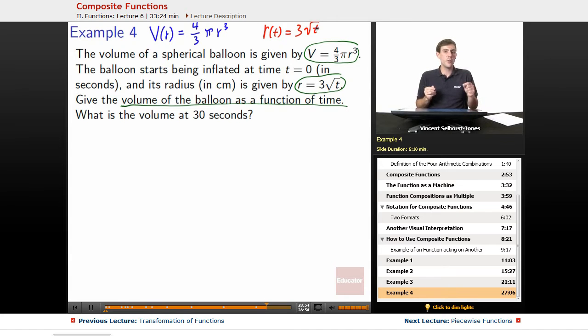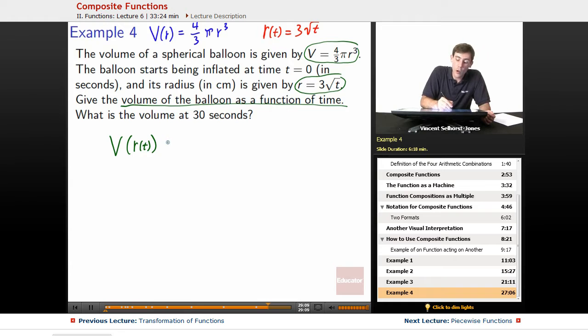So the volume of the balloon is a function of time. Well, volume of the balloon doesn't have time inside of it. But we do know that volume has radius inside of it, and radius has time inside of it. So we can just put these together. We can compose them. And volume of radius of time will be equal to a function based off of time that will give the volume of the balloon. So let's see what that is. Volume of 3 root t.